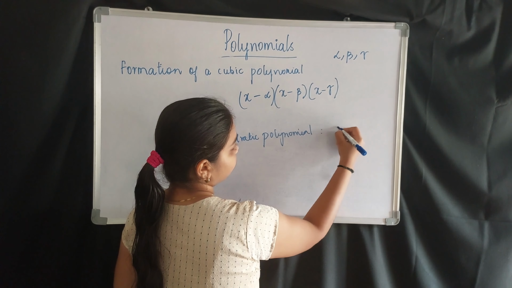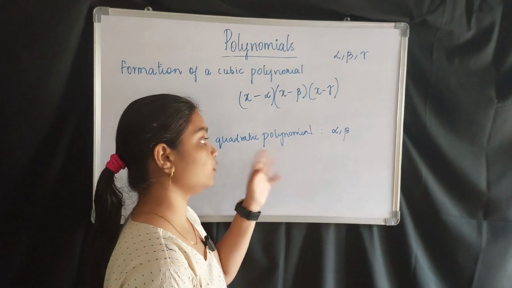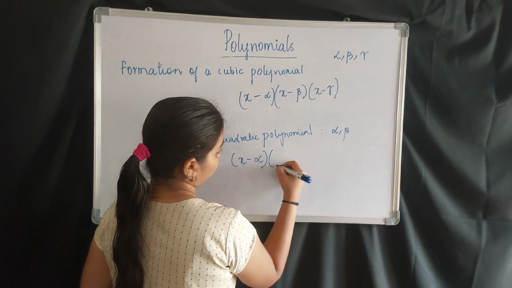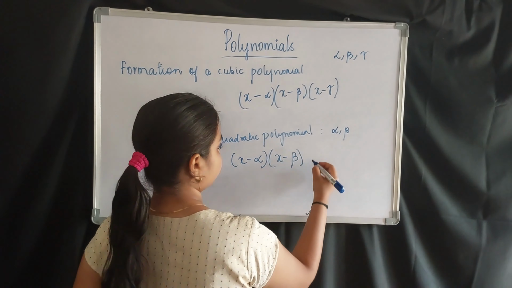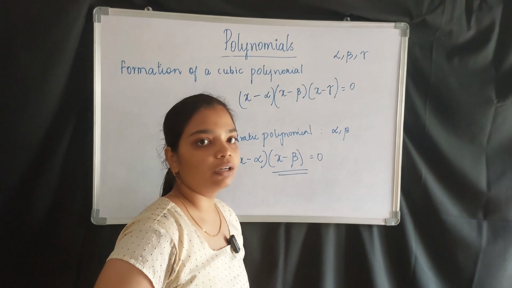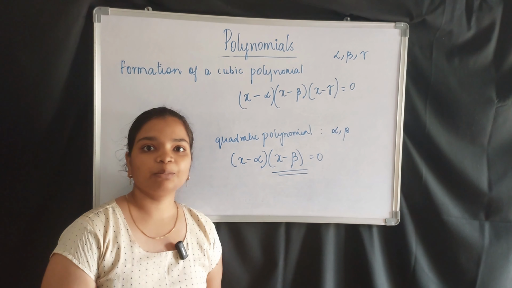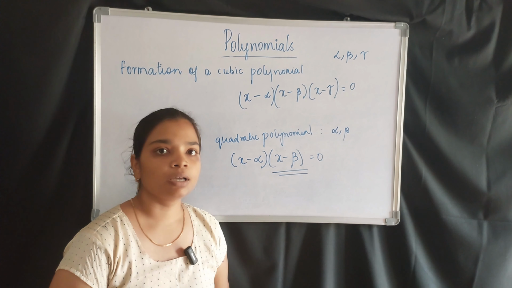In case of quadratic, if alpha and beta are the solutions for your polynomial, then the equation would be of the form x minus alpha into x minus beta is equal to 0. This should give you the equation for your quadratic polynomial. Having been said this, today we are done with our concepts.